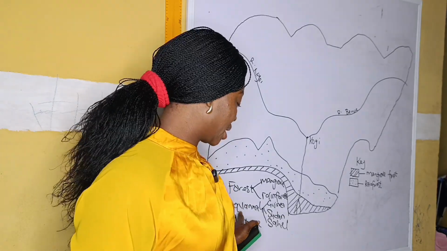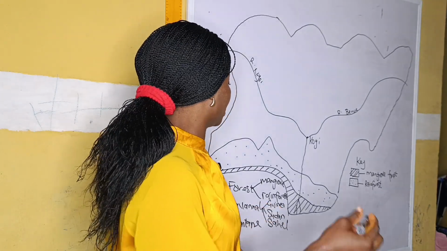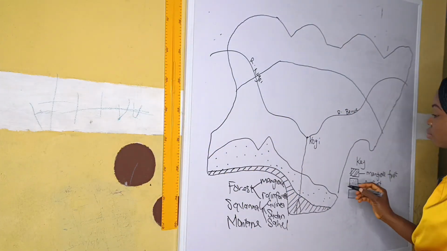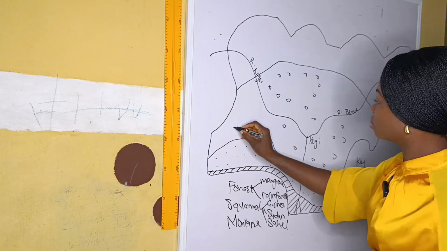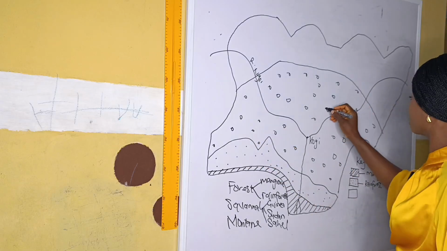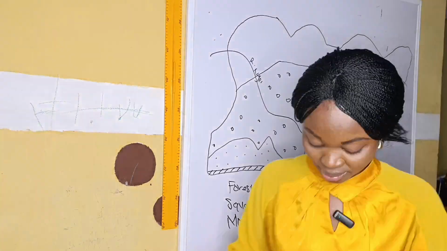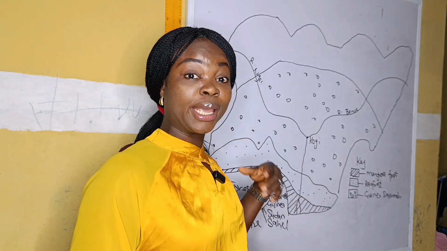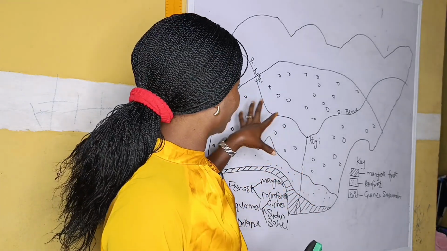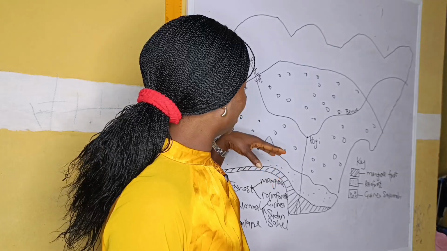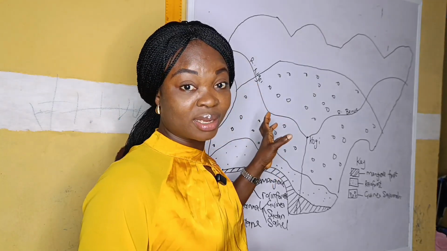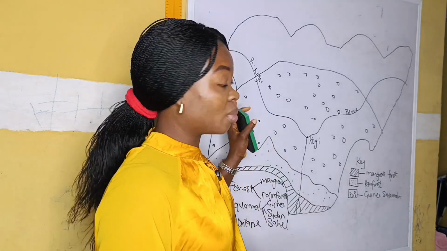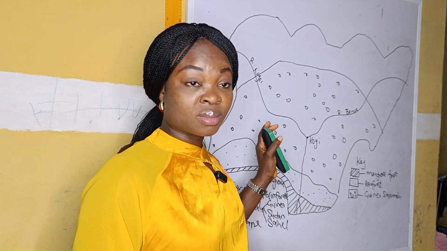Then the next one is Guinea Savannah. Let's map it out. It can be found in places like Niger, Kogi, Benue, and in fact, all of the states in this region, Kwara, in Ilorin. These are some of the states where Guinea Savannah can be found.